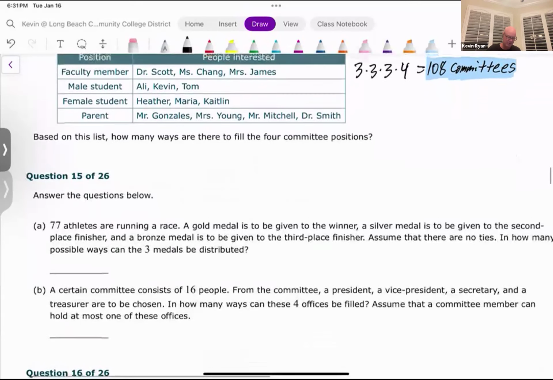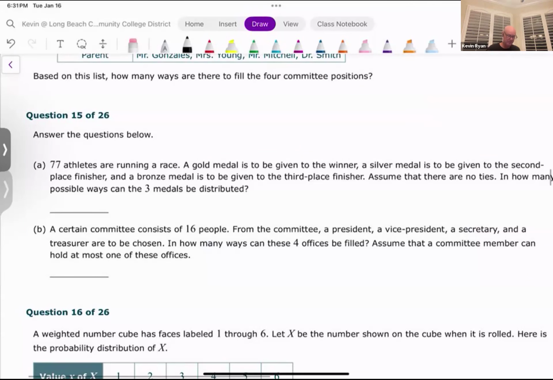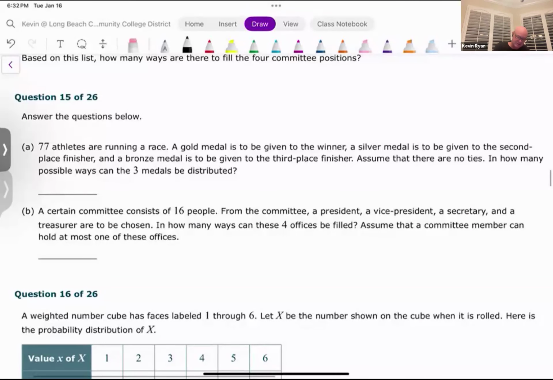All right. I don't see anything in the chat. Looking good. Answer the questions below. Part A, 77 athletes are running in a race. A gold medal is to be given to the winner, silver to the second place, and a bronze to the third place. Assume that there are no ties. In how many possible ways can the 3 medals be distributed?